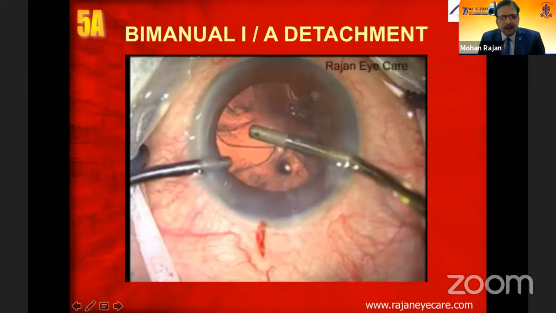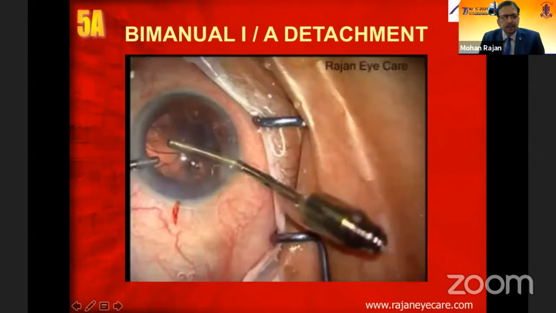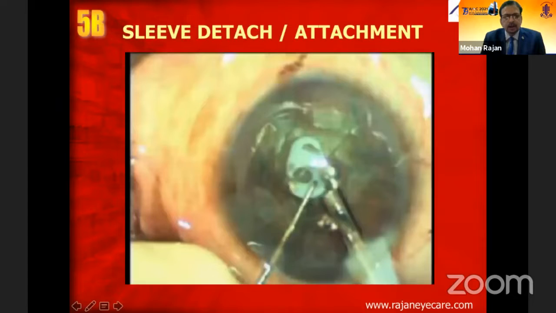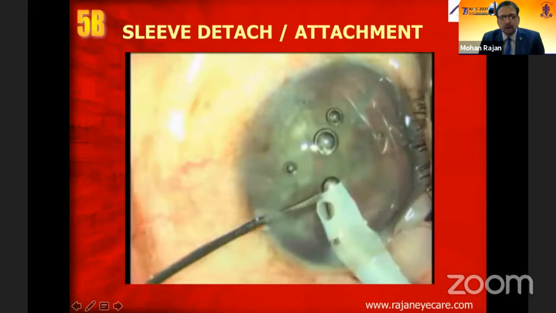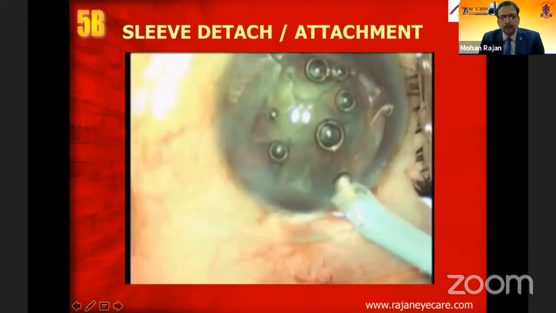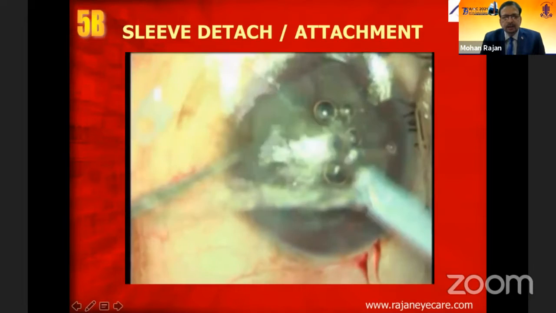Again, bimanual IA, you can see the bimanual IA completely detached and lying in the anterior chamber. You can see the detachment of the bimanual IA. With the sleeveless phaco, you can see the sleeve got cut here and got attached here, and then got detached again outside the eye. And these are some of the oops.